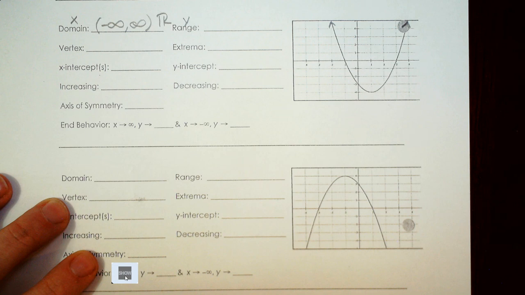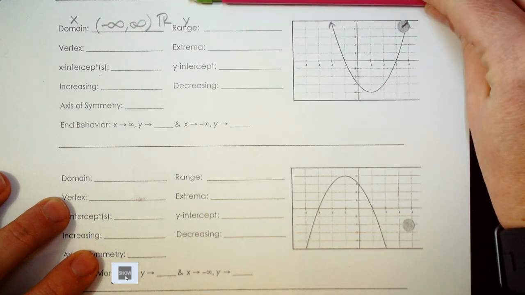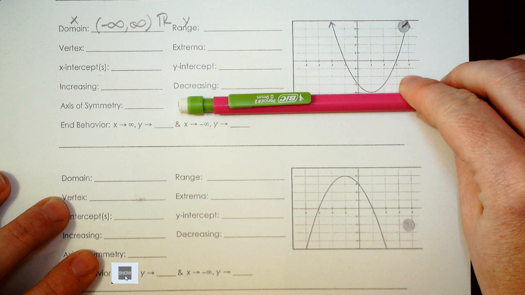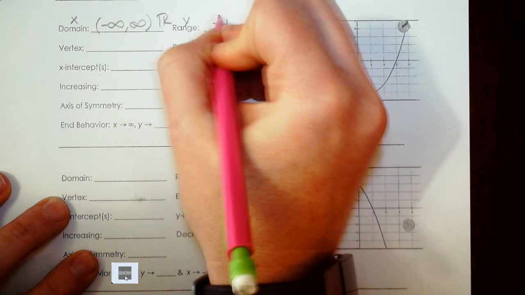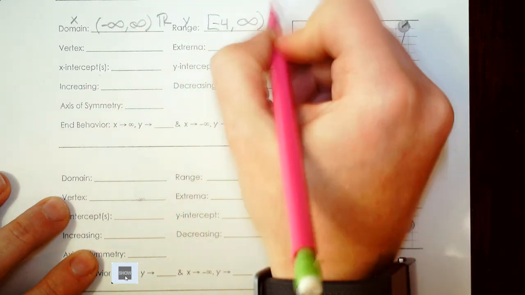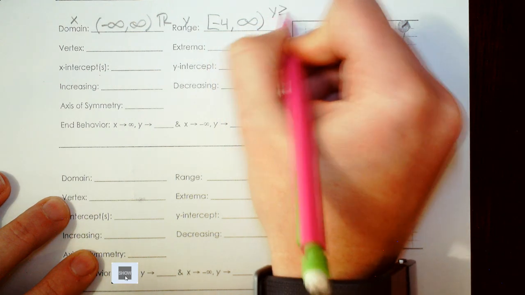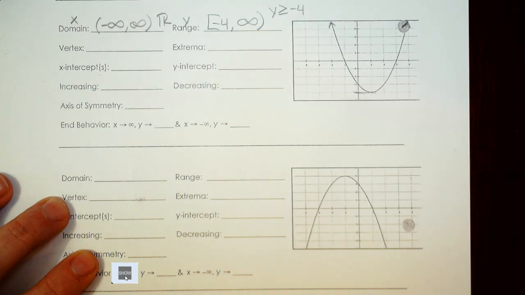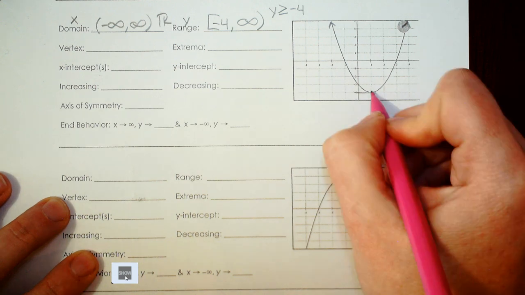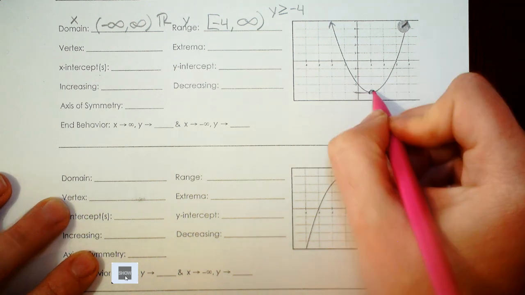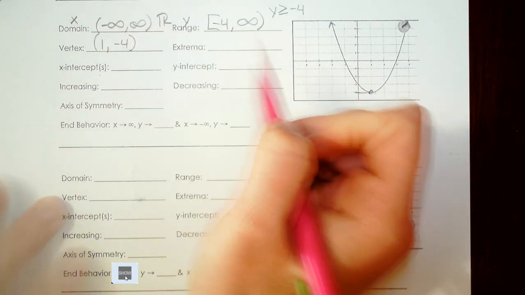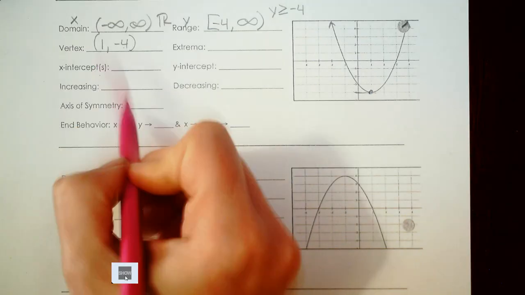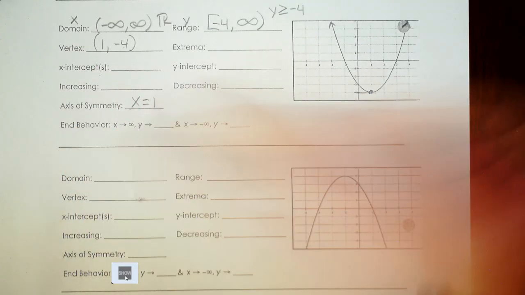The range is how low to how high. So what's the lowest point that this goes to? The lowest is -4. The highest is, it goes up to positive infinity. Other way you could write that is y's are greater than or equal to -4. The vertex is right here. That point is (1, -4). Again, we want to make sure this matches our range, which it does. And then this number is going to match our axis of symmetry, x equals 1.